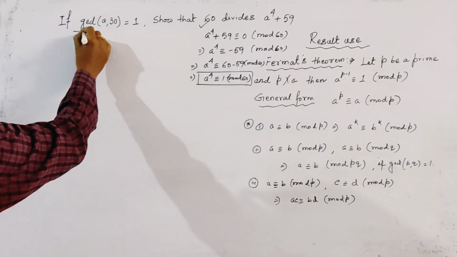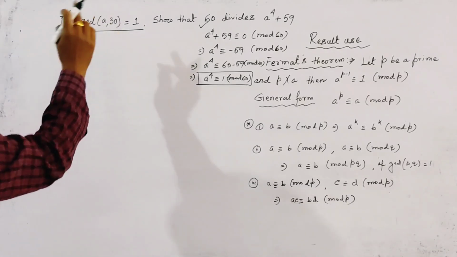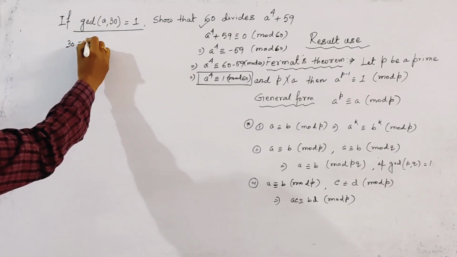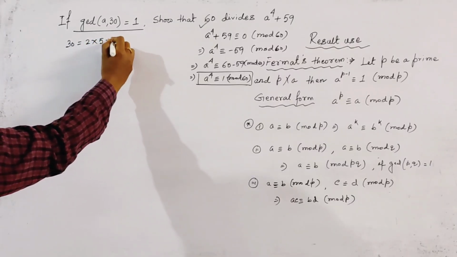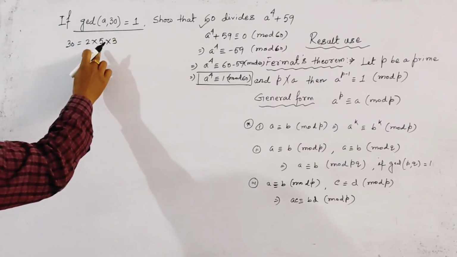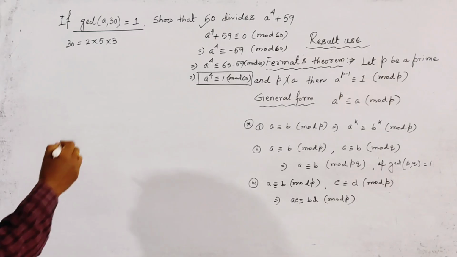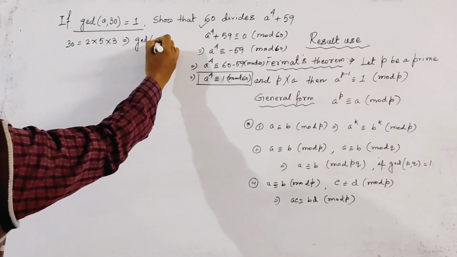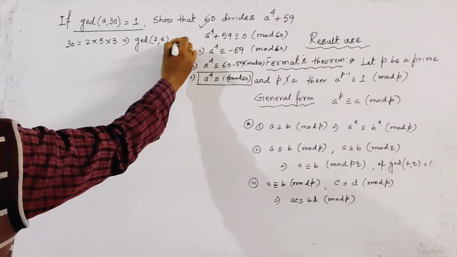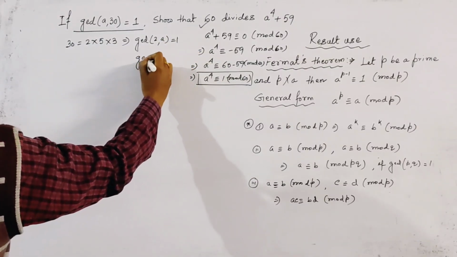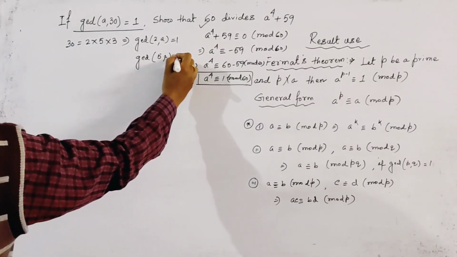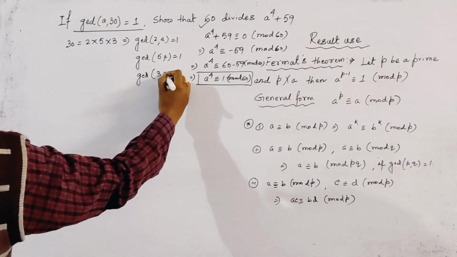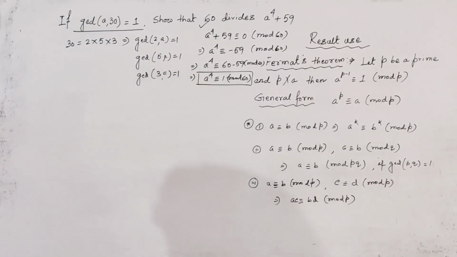Here the first condition given is that GCD of a and 30 is equal to 1, and 30 can be written as 2 into 5 into 3. So we can write three results: GCD of 2 and a is equal to 1, GCD of 5 and a is equal to 1, and GCD of 3 and a is also equal to 1.